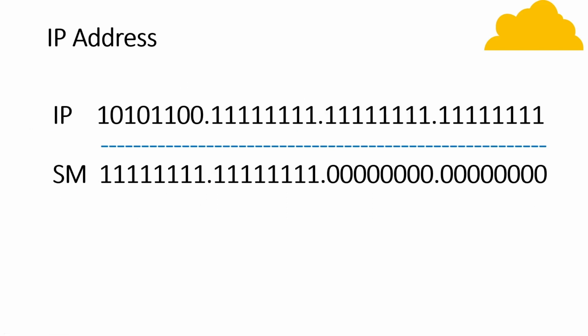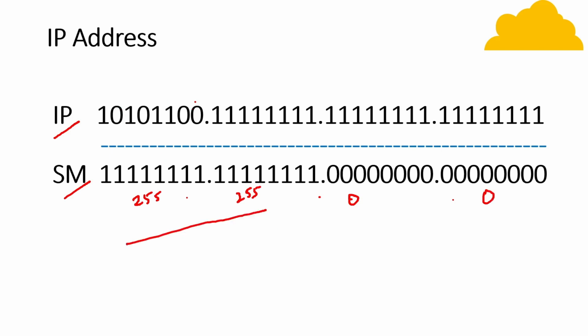So we looked into the class A IP address. Now let us look into the class B IP address. This is the IP part and this is the subnet mask for the class B IP address. For the subnet mask, it will be 255.255.0.0. This is the default subnet mask.